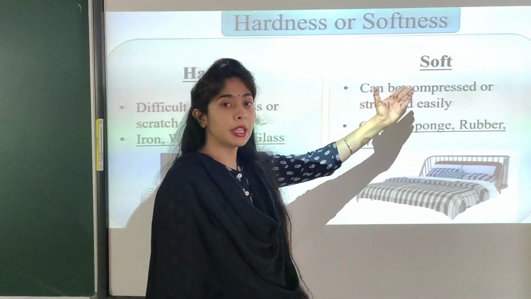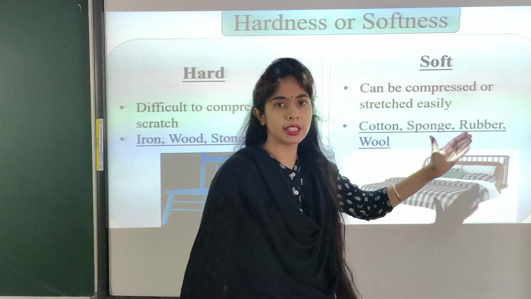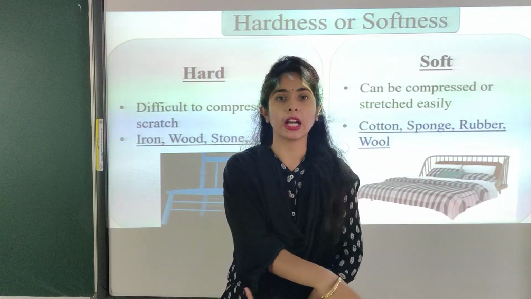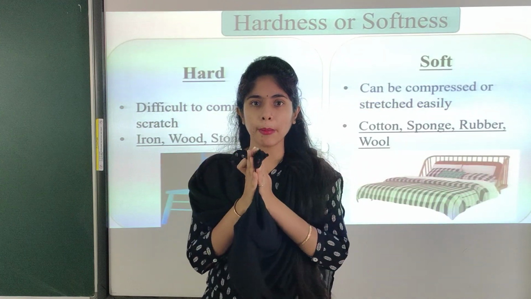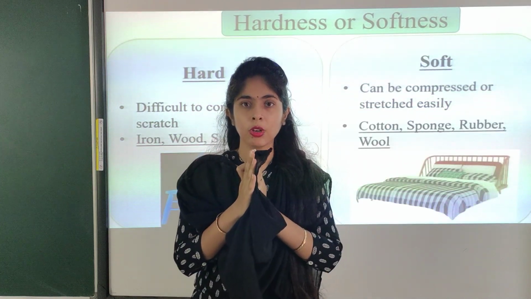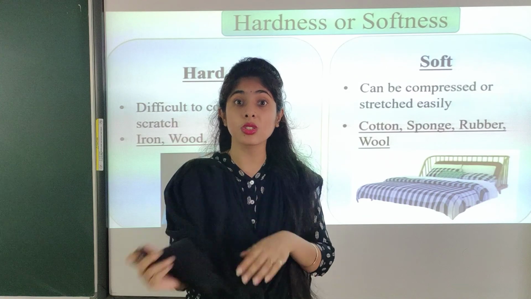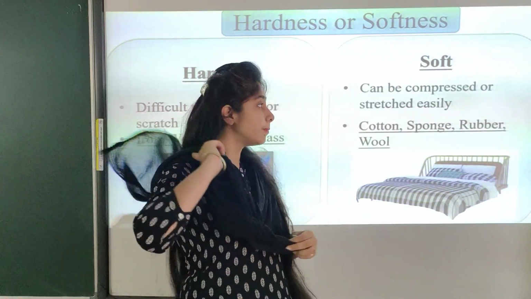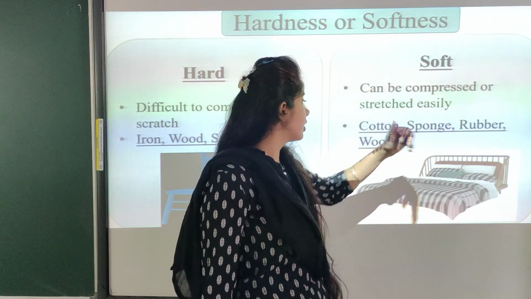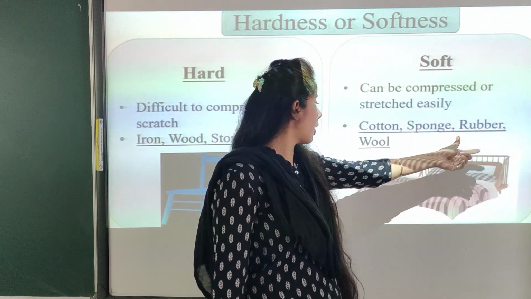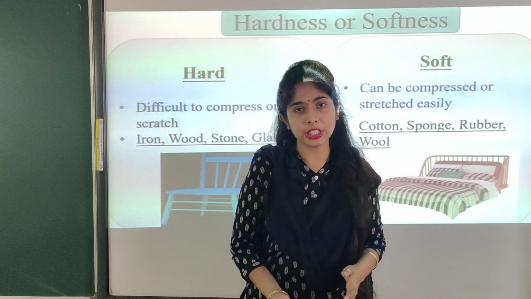Soft, can be compressed or stretched easily. Now, this is my dupatta. Okay, is it hard or soft? How will we come to know? If we compress it, it changes its shape. Okay, so in this way it is a soft material and thus it can be compressed or stretched easily, like cotton, sponge, rubber, wool, any cotton material, etc.